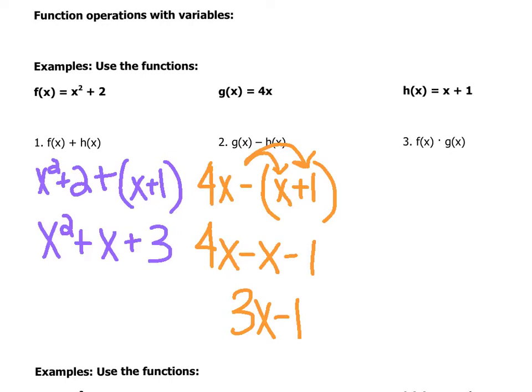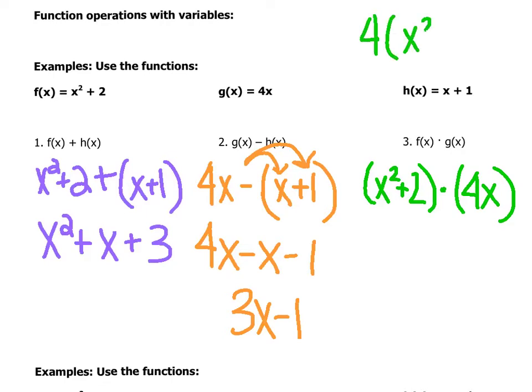Third example, f of x, which is x squared plus 2, times g of x, which is 4x. Use parentheses. They will help you. Now, what if I had something like 4 times x squared plus 2? What would I have to do to simplify that? What would all of you guys do if you had to simplify that? Maddie? 4x squared plus 8.